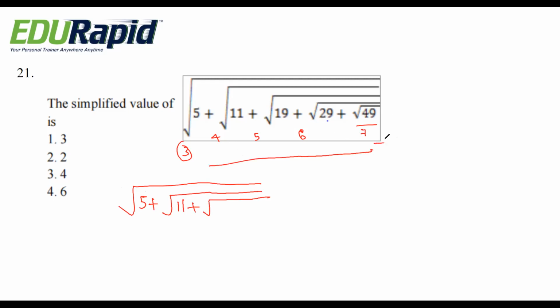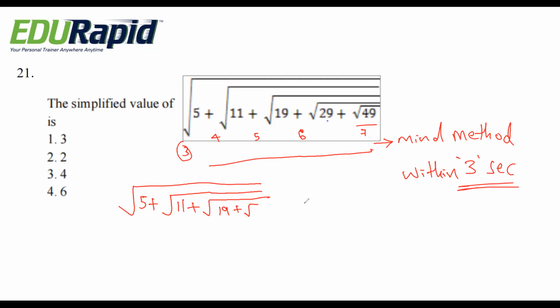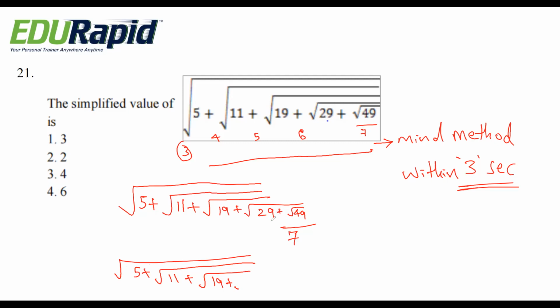Mind method. Within 3 seconds, you will answer. You have to put square root for everything. Square root of 49 is 7. 29 plus 7 is 36. So square root of 36 becomes 6, so I'll write down 6.